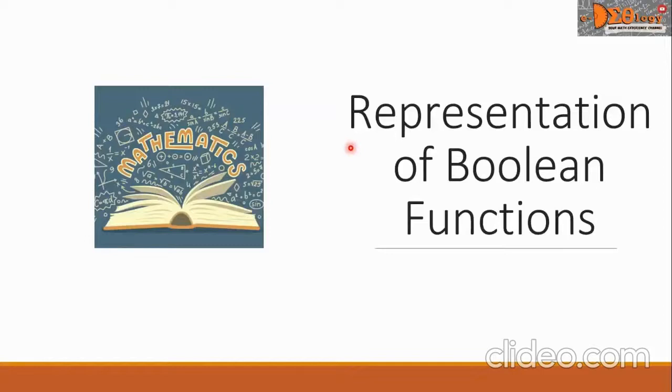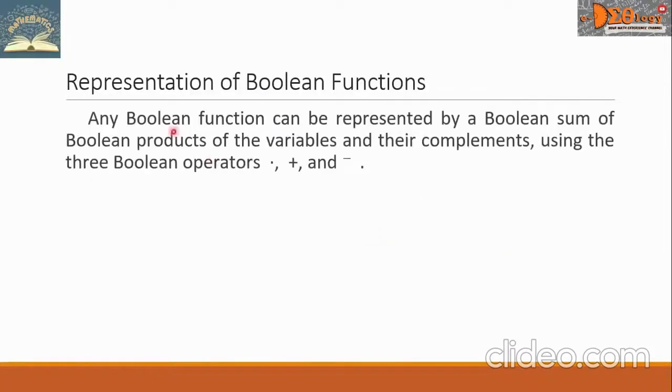Today, we're going to study representation of Boolean functions. Any Boolean function can be represented by a Boolean sum of Boolean products of the variables and their complements using the three Boolean operators: this dot for Boolean product, the plus for Boolean sum, and the bar for the complement.